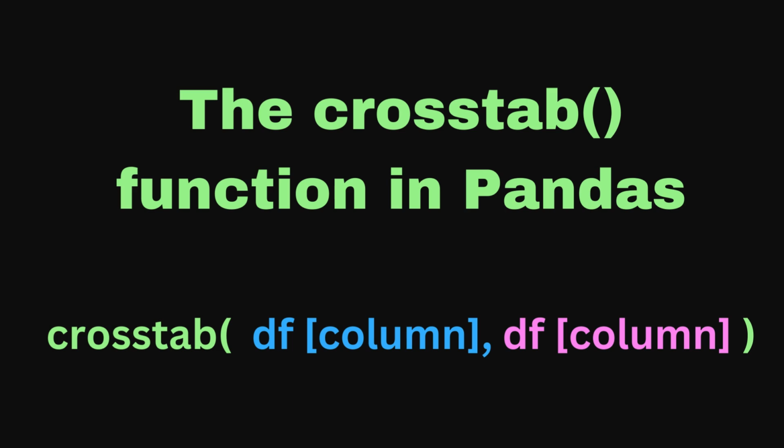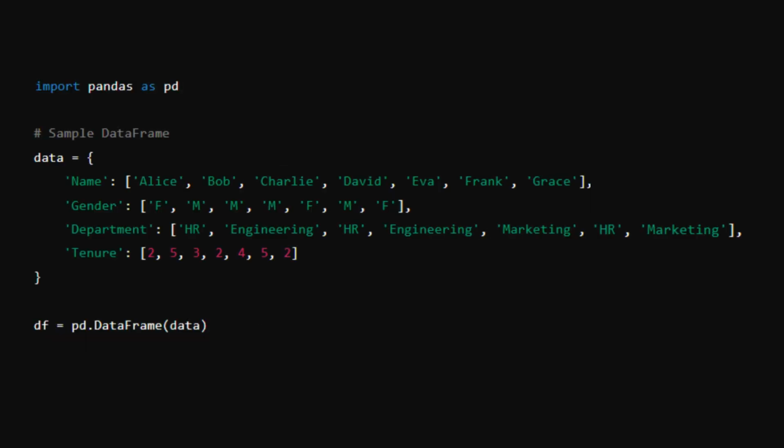Now I want to highlight a Pandas function that I use all the time on client projects, and that is the crosstab function. It's really awesome for summarizing data and finding relationships between variables. So let's dive into an example.